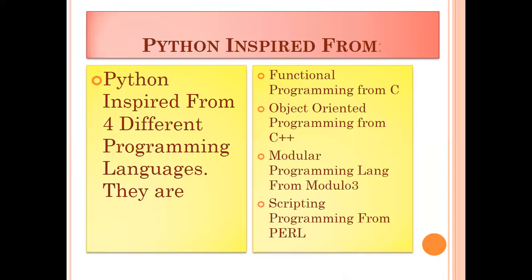Now, let's go ahead with Python inspiration. How did Guido van Rossum think of going ahead with Python? From where did he get inspired? It is inspired from four different programming languages. It learned functional programming from C. It learned object-oriented programming from C++. Then modular programming from Modula-3. Scripting from Perl.